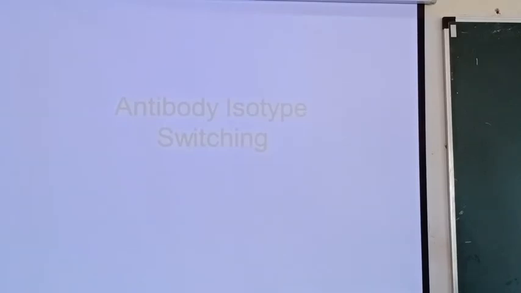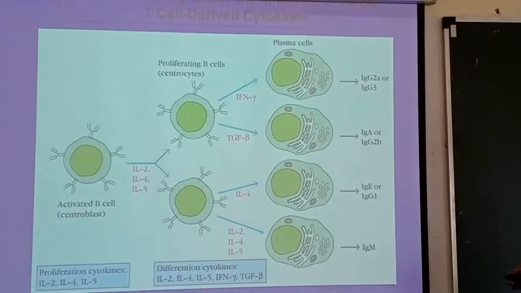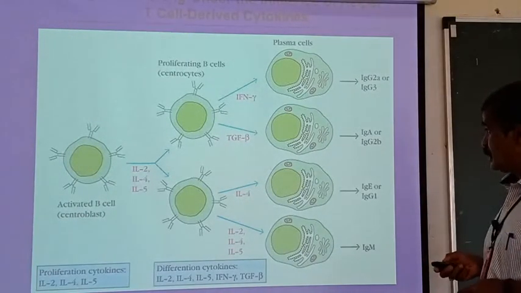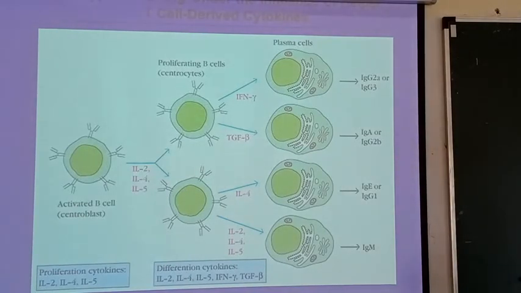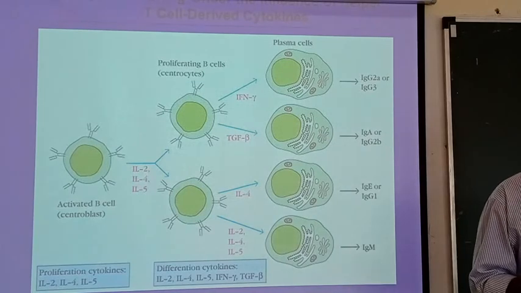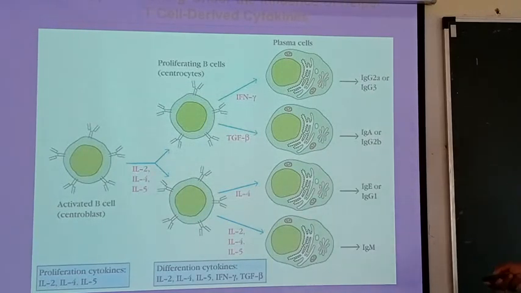Now, antibody isotype switching. What is the meaning of isotype switching? This is very important. This is an activated B cell, a centroblast, or simply called a blast. Once this blast proliferates into B cells, they synthesize plasma cells, which give IgG2A, IgG2, IgA, IgG, and the blast cell which produces IgE, IgG, and IgM.